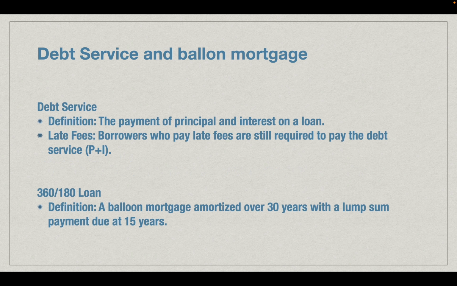Simultaneous title insurance. Simultaneous title insurance is when both the lender's and the homeowner's title insurance policies are issued at the same time. This can streamline the process and make sure everyone is protected right from the start. Debt service. Debt service is just a fancy term for the payments you make on your loan, which include both the principal and the interest. Even if you pay late fees, you're still required to make these payments.